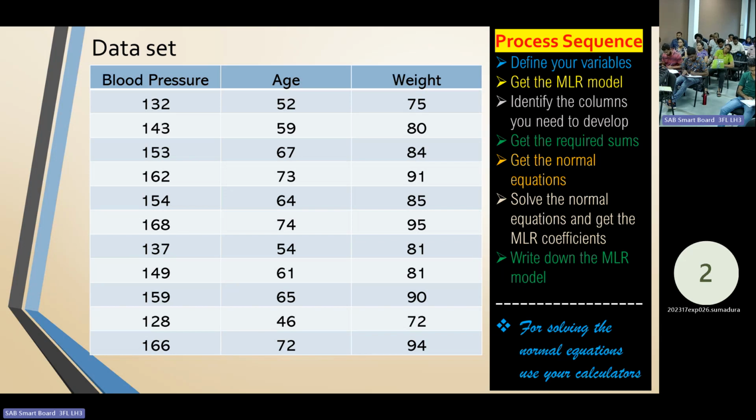So define your variables. Get the MLR model, so that you get beta naught, beta 1, beta 2. To get this, identify the columns you need to develop. You need the sums, right? So identify and get the required sums. Get the normal equations. Solve the normal equations. Get the MLR coefficients. Write down the MLR model. That's the process. So you take down this, then we'll follow this sequence.